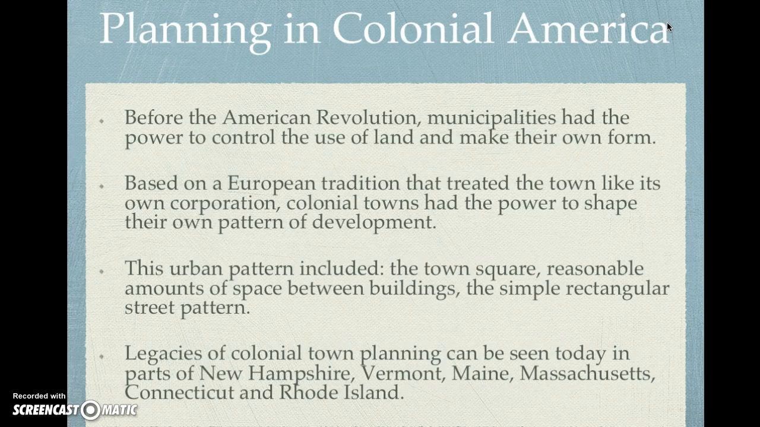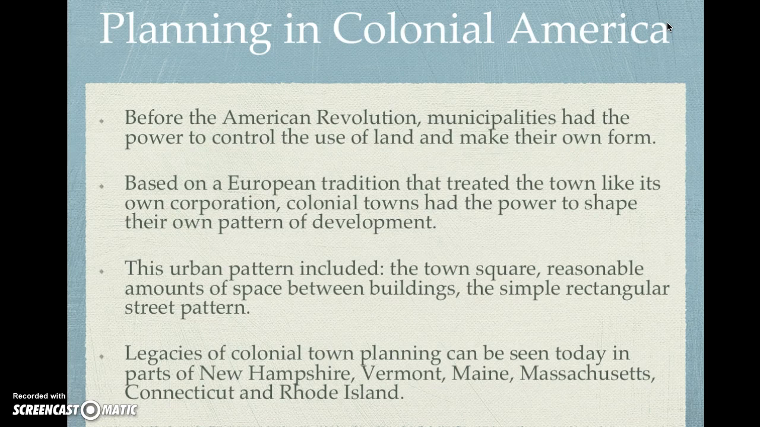So colonial America, let's go way back in time. Before the American Revolution, before we broke with England, municipalities had the power to control the use of land and make their own decisions. We're talking about America when we had our original colonies settling in America. The way we developed these towns was based on this European tradition. We are European colonies, so that treated the town like its own corporation. These colonial towns had the power to shape their own pattern of development.